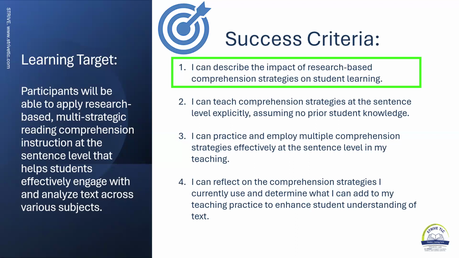Our learning target today is that participants will be able to apply research-based, multi-strategic reading comprehension instruction at the sentence level that helps students effectively engage with and analyze text across various subjects. Our first success criteria is, I can describe the impact of research-based comprehension strategies on student learning.